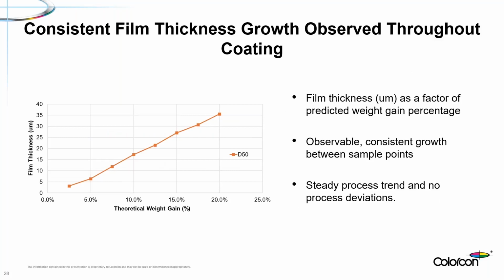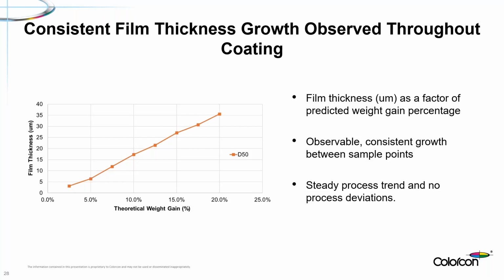in this graph here to the left, particle size data is plotted as measured film thickness versus theoretical weight gain. Here we can see a consistent film thickness growth is observed throughout the coating. The observed trend demonstrates consistent growth between sampling points, indicating a process that is in control with no observed deviations. This is the most basic in-process data that is available via this technology. To a formulation scientist or fluid bed operator, this data is invaluable.